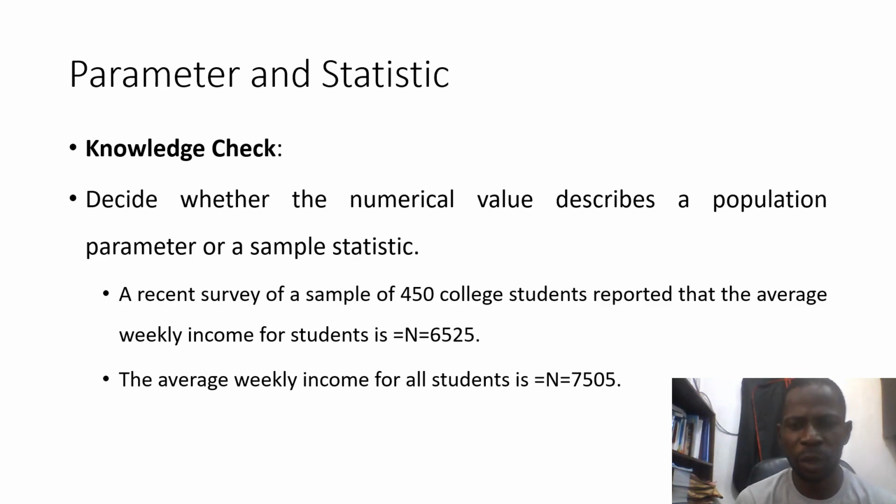The first one is talking about a sample of 450 college students. So the average income of 6,525 here is talking about a feature of a sample. That tells us that the first instance is a statistic. The second one is an average income of all students, which is the population of all the students. And because it is describing a feature of a population, it is what we call a parameter.